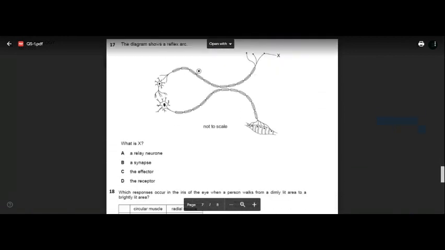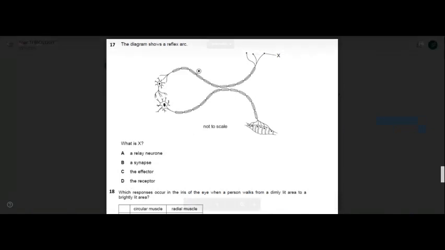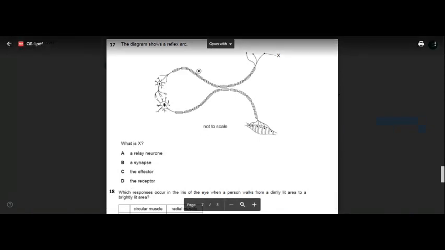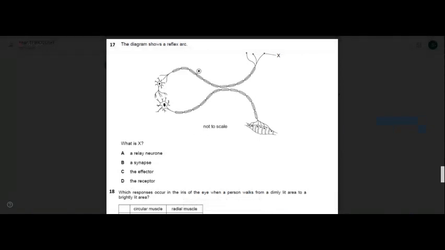Question number 17. So you know that this is the reflex arc without reading the words. So what is X? Look at the X. This is the surface of your skin. This is the muscle. So you know that the journey starts from here. These are the receptor cells. The end of your neurons is connected to the receptor cells. This one is not a relay neuron. This is a relay neuron. It connects these two neurons together, or nerve cells.